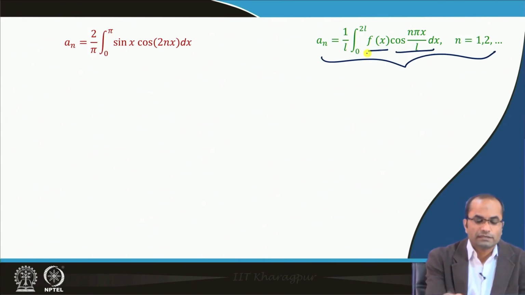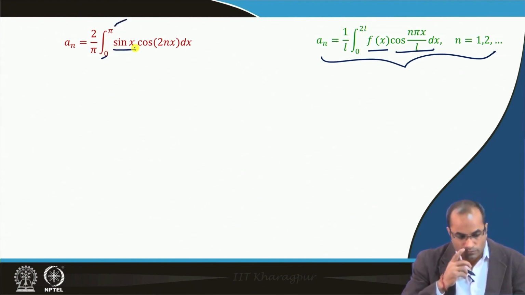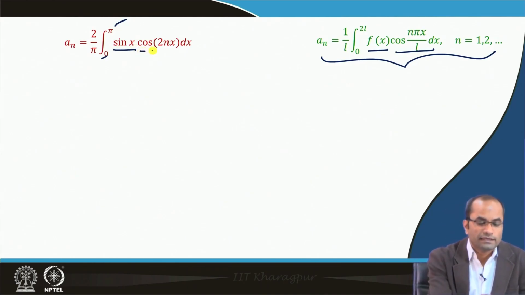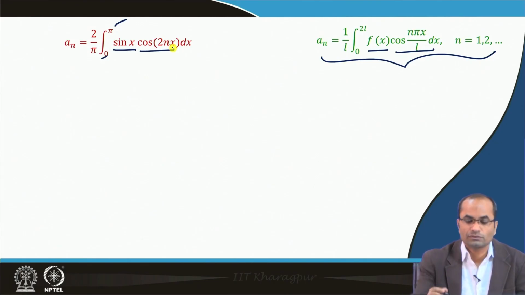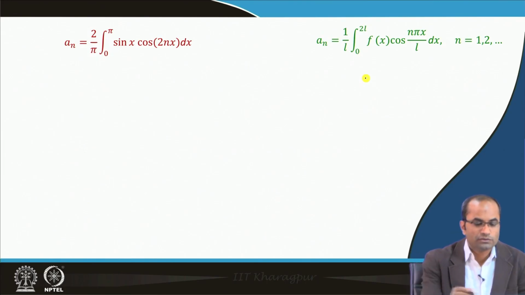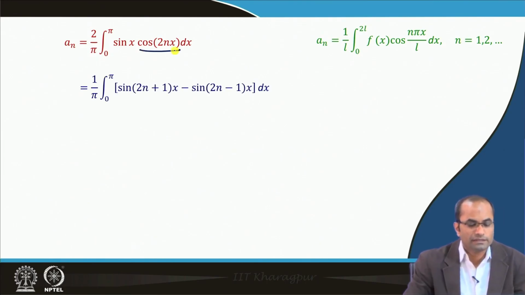So here we will take this f(x). Zero to 2L, that means 0 to pi, the function is positive in 0 to pi. So we have sin x, and then we have cos 2nx. How are we getting cos 2nx? The cos of n pi x over L, where L is pi by 2. So this pi gets cancelled and we have 2nx. Now we can integrate this.